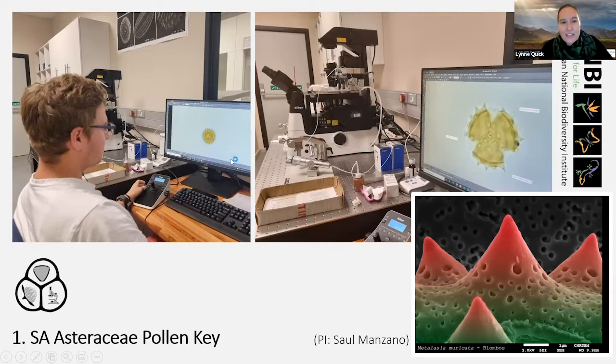So we can isolate individual grains. This is a student of mine, Luke, who's working on this project as his honors project. He has to sit here and measure tiny, tiny little bits of these pollen grains so that we can then amass a data set and look at it statistically to work out whether we can tell these different Asteraceae types from each other in a robust manner. So that is currently in the pipeline.